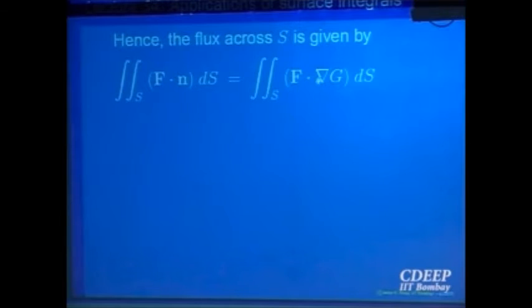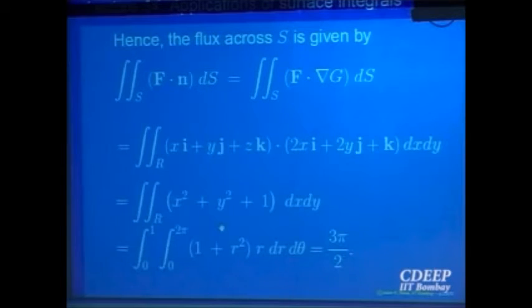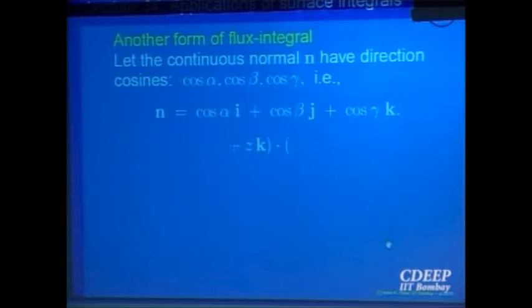So N is equal to RU cross RV, that is same as gradient of G, right? So put the values and compute. That is a simple computation of two variables. You can change to polar coordinates because x square plus y square is coming, right? So that is a trick you know.